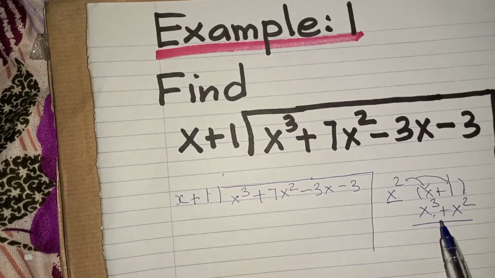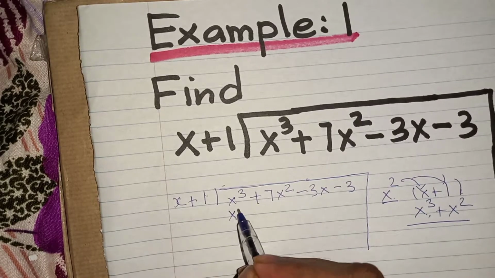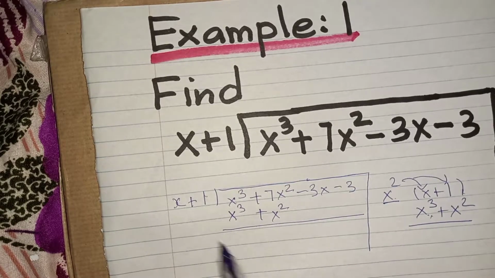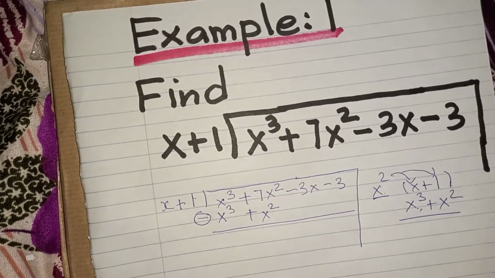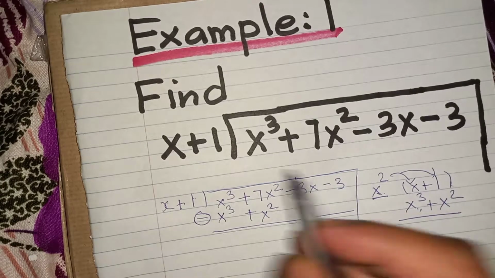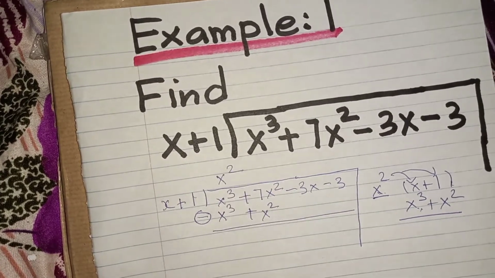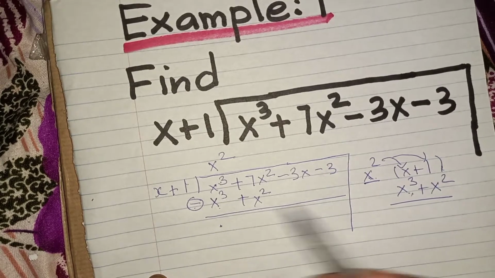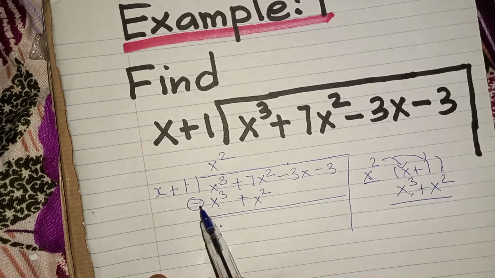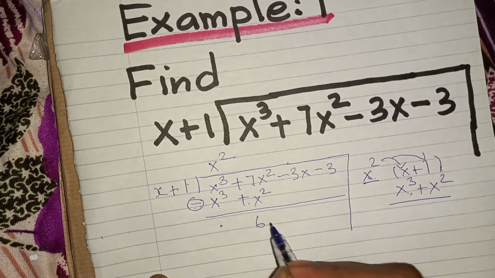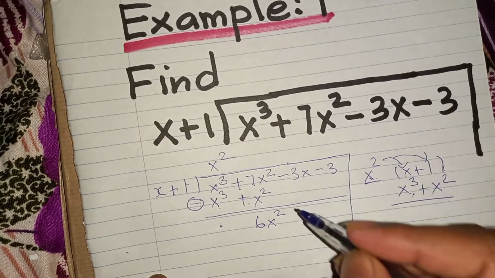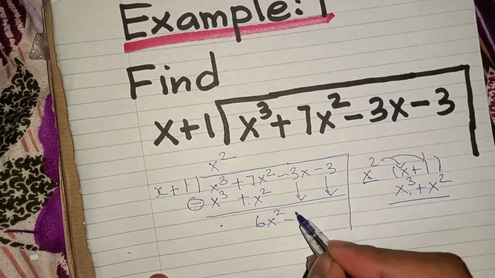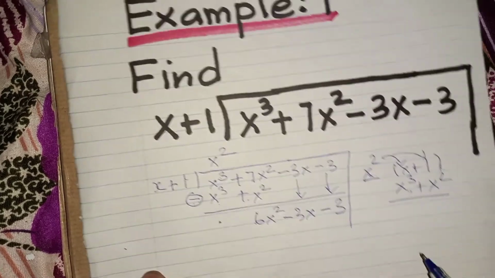Now this result we are going to put it here, x cubed plus x squared, and then everything we are going to subtract. Now this will go on top here, x squared. Now x cubed minus x cubed is nothing. 7 minus 1 is 6x squared. Now all of this is going to come down, so this will be minus 3x minus 3.